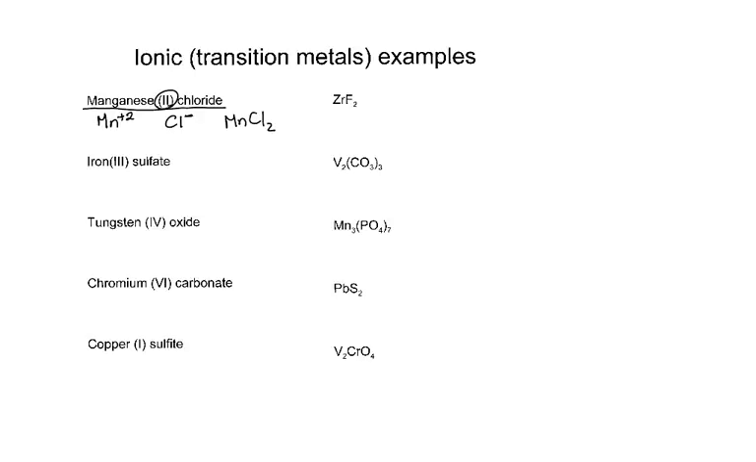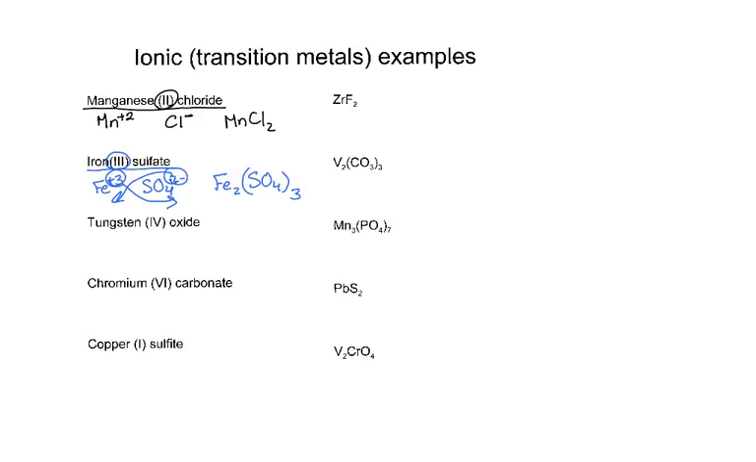Let's look at iron 3 sulfate. Iron is Fe. This tells us that it has a +3 charge. Sulfate is SO4 2 minus. So then we would need 2 irons and 3 sulfates. You can always, if you remember, you can cross these and then reduce if you need to.